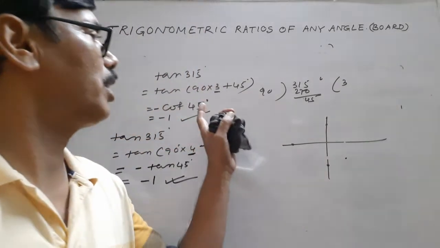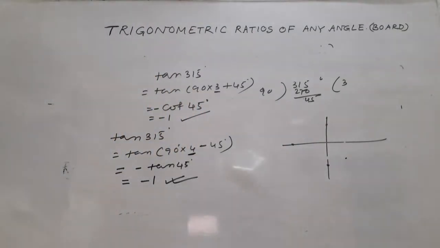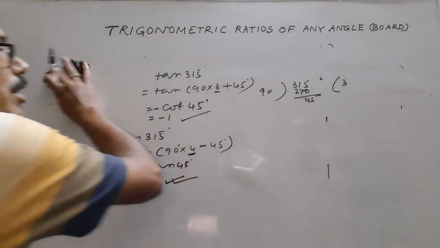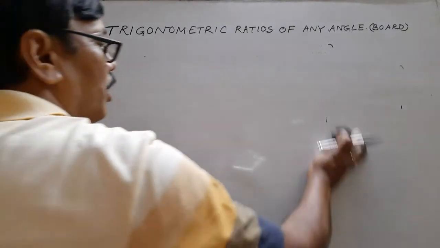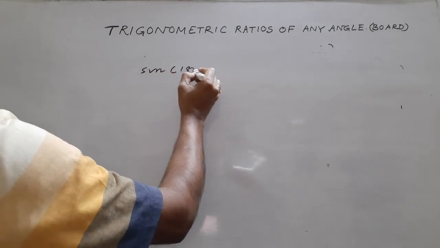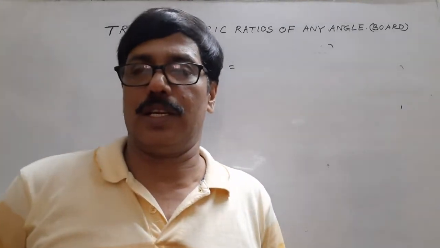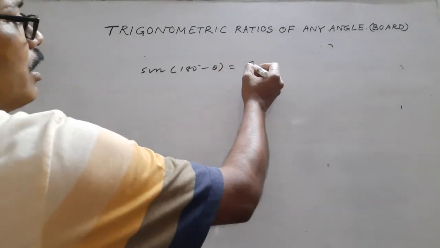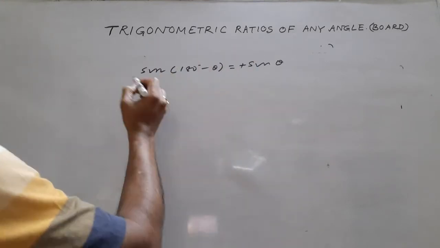So as you please, you can multiply it by an even multiple, you can multiply it by an odd multiple, or you can express it in terms of a multiple of 180. Suppose sine of 180 minus theta. It is a multiple of 180, that is an even multiple of 90 degree, so sine remains sine. So this is sine theta, and in the second quadrant it is plus.